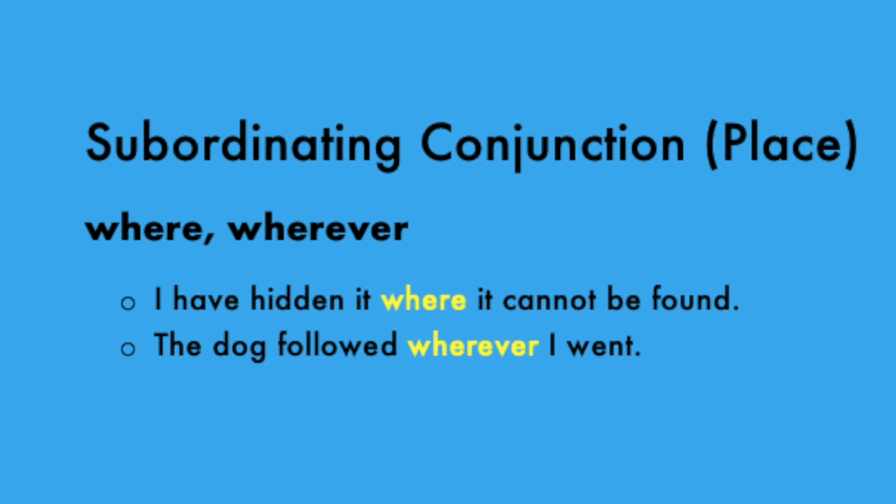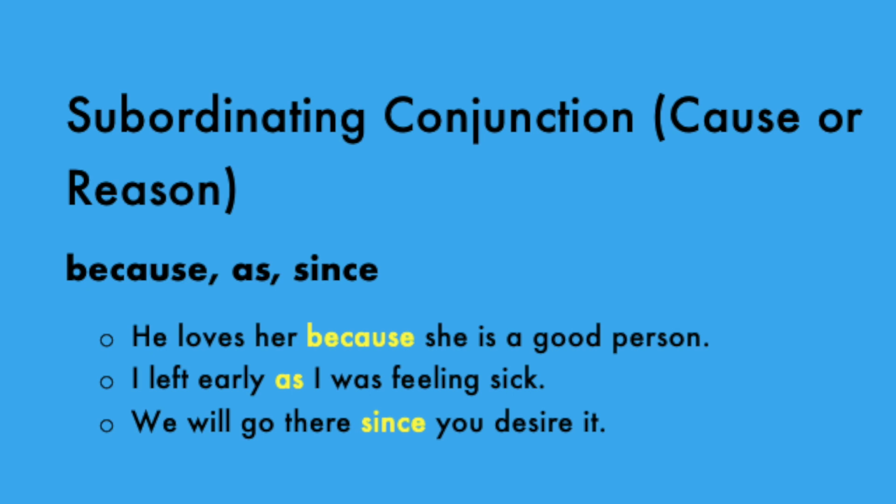Next one is place. I have hidden it where it cannot be found. The dog followed wherever I went. Where and wherever show place. Then the next one, cause or reason. He loves her because she is a good person. I left early as I was feeling sick. We will go there since you desire it. They all show cause or reason.